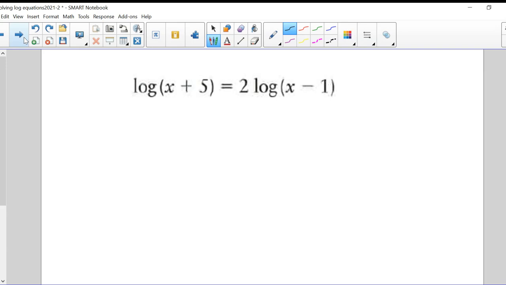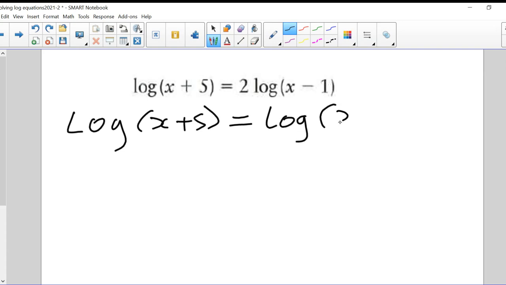I think I understand what you're saying. So the power law of logs says that I could have written this as the log of x minus 1 squared, because that 2 in the front can actually be an exponent on the x minus 1. Ava agrees with that. Okay.